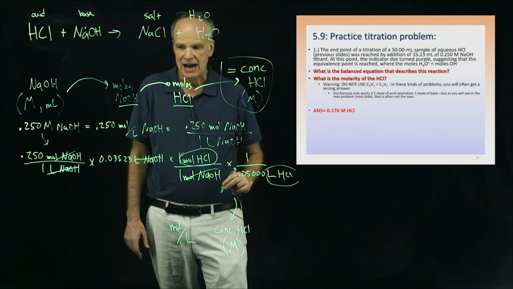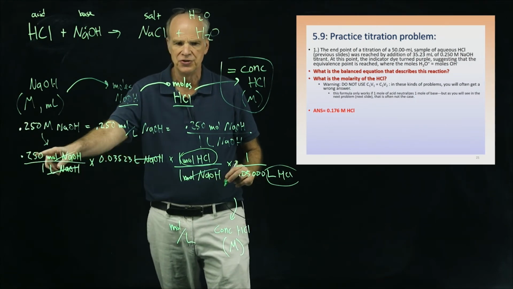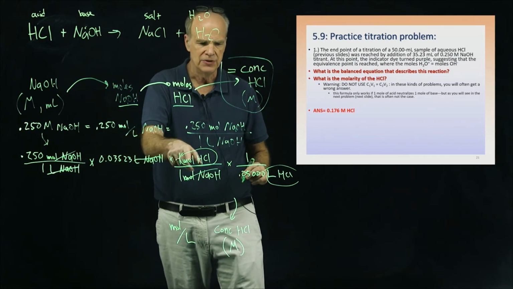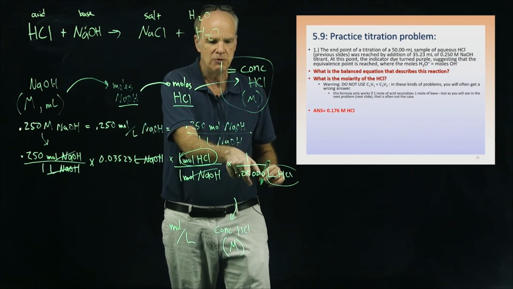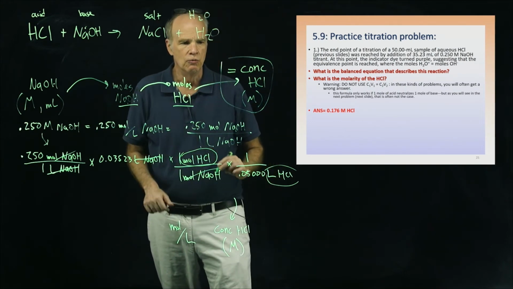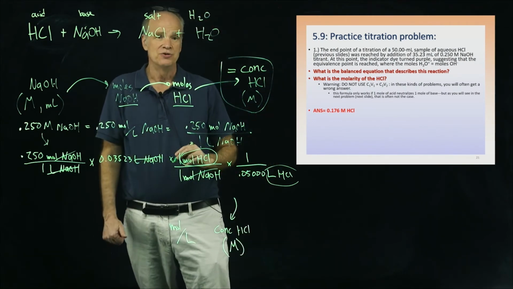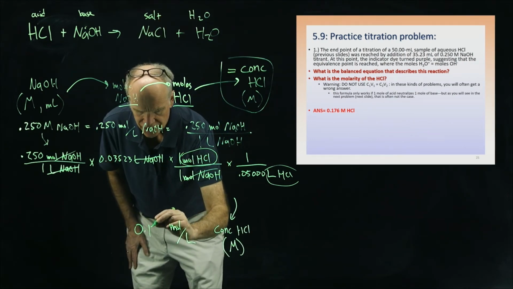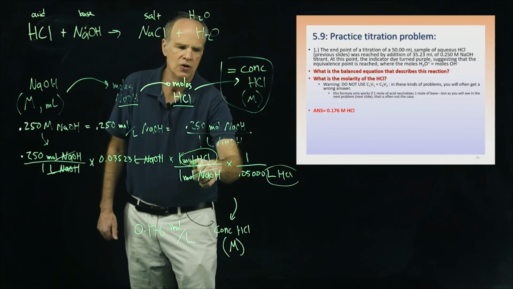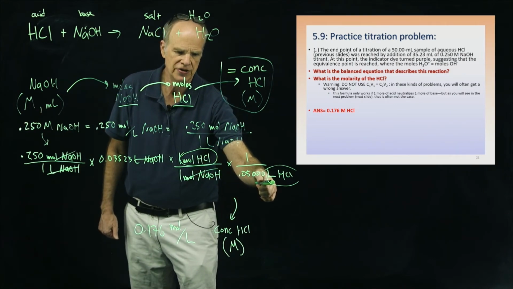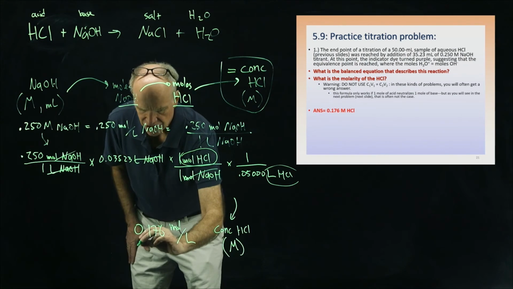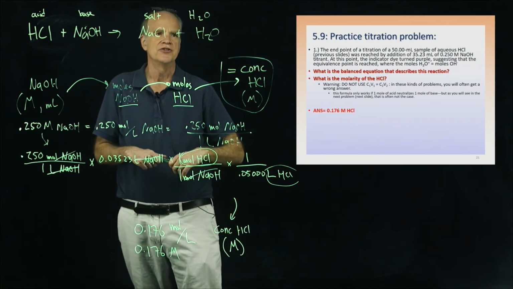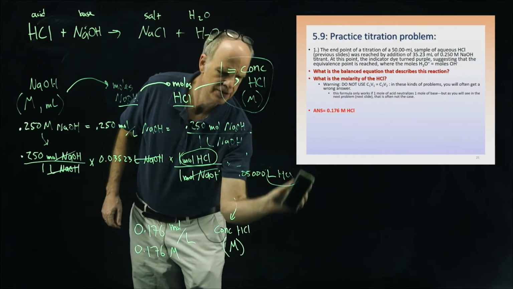Now, what is the math? So the math isn't so bad. It's going to be 0.250 times 0.03523, and then it's going to be divided by 0.0500 liters. And so when you work that out and you correct for a correct number of significant figures, your answer will be 0.176. And again, moles in the numerator and liters in the denominator carry through. So the answer is 0.176 molar. Okay, so now let's go ahead and do another problem.